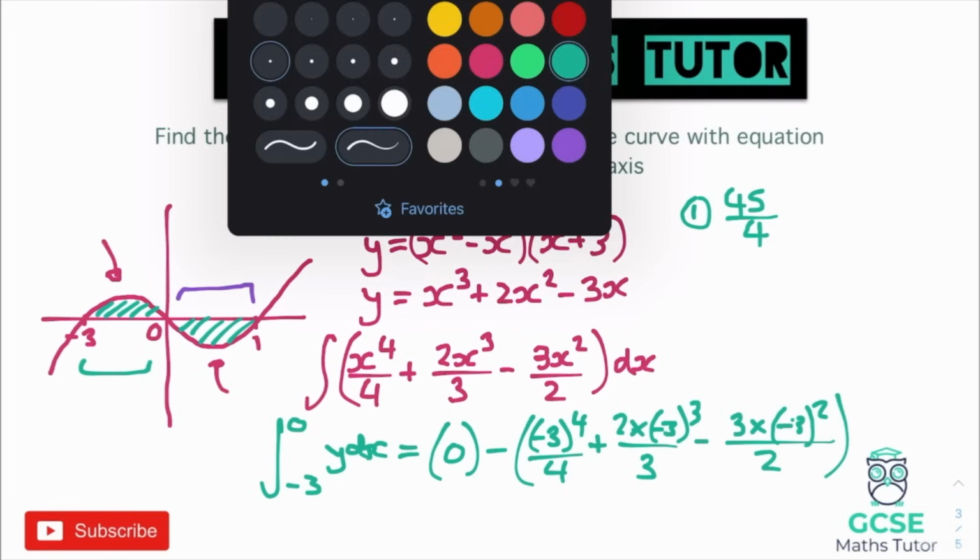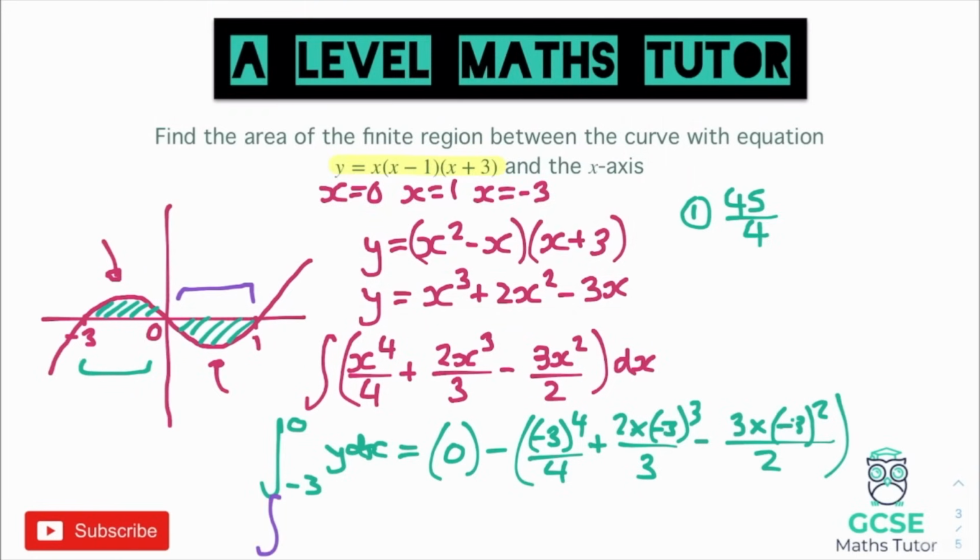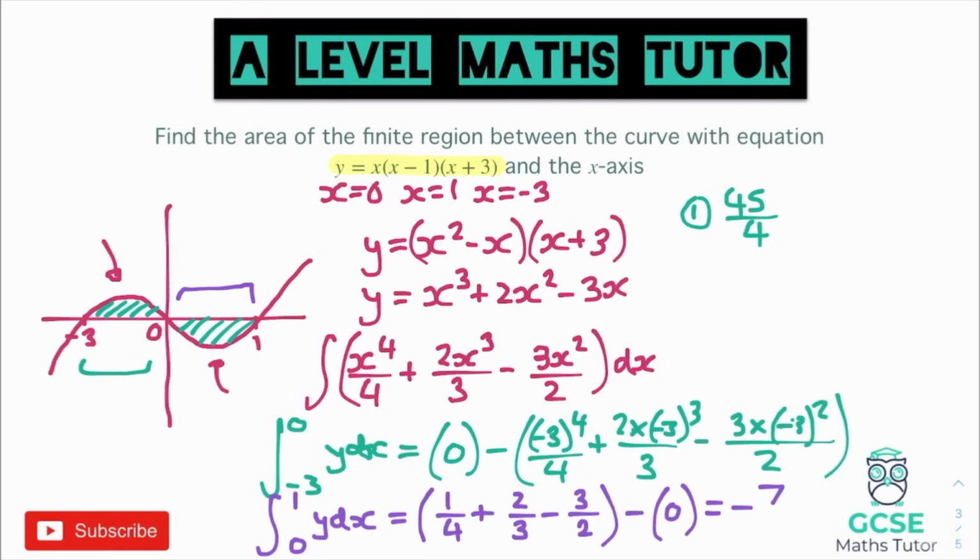So that area comes out as 45/4, which you can leave like that for the moment, and that is our first area. Moving on to the second one, this time we are going to integrate between the points 1 and 0. Again, so we don't have to write the full equation, we'll put y dx, and this time, when we substitute 1 in, we get 1 to the power of 4 over 4, so that's just a quarter, plus 2 times 1 cubed is just 2, so it's plus 2/3. Take away 3 times 1 squared, so 3/2. There we go. And we are going to subtract, when we sub 0 into all of it, we already know that comes out as 0, so that comes out as negative 7/12.